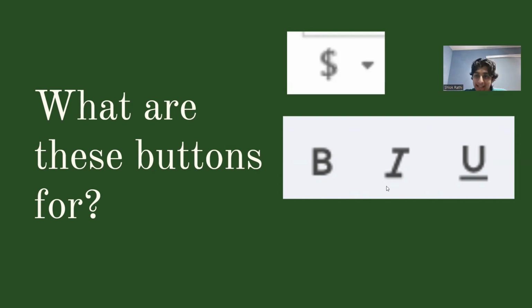The I is to italicize. That is to make things kind of slanted, and it kind of shows it with the letter I itself. That is pretty slanted in the picture. And the U is to underline, and that's pretty straightforward, just underlining whatever text is there.